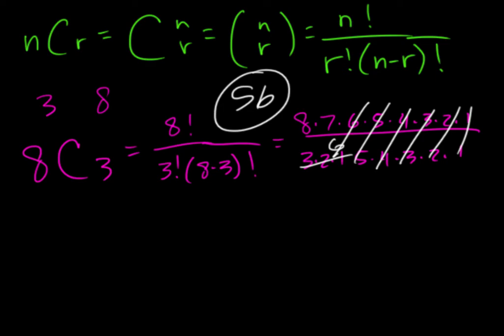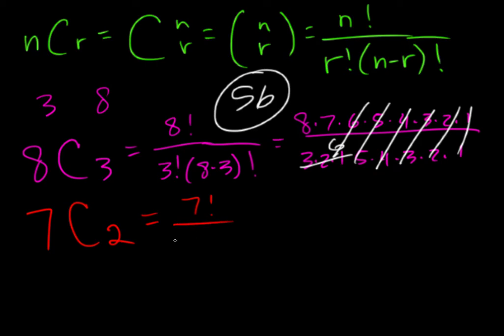Okay, and then it says the team must include the captain. So the captain must be included, and we need any 2 of the other players. So essentially, out of the 8 players, we're taking out the captain, and so now this becomes a 7C2, because we're only selecting 2 additional players.